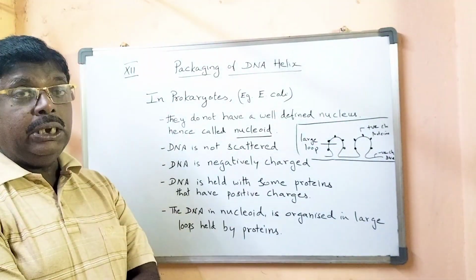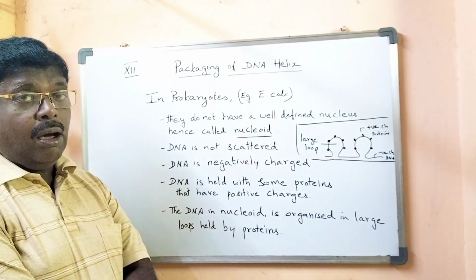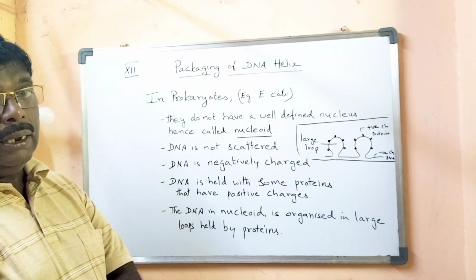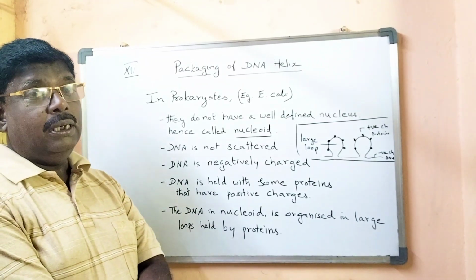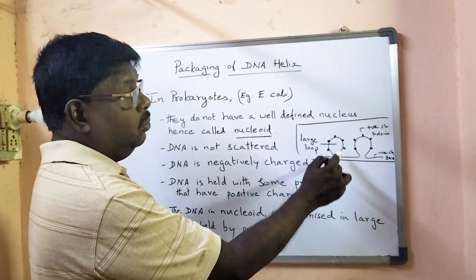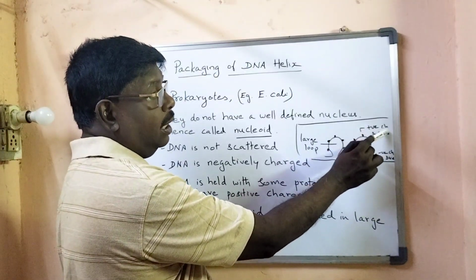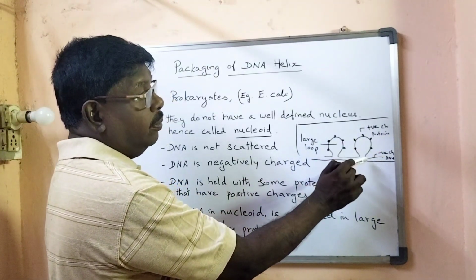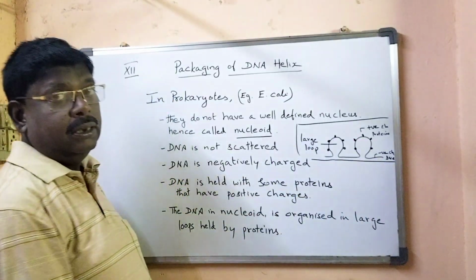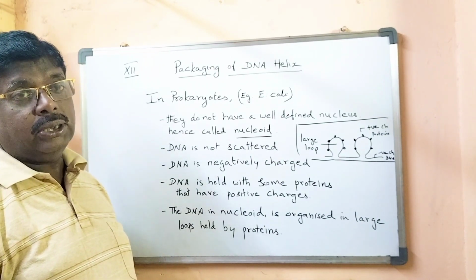The DNA in the nucleoid, that is in the primitive nucleus, is organized in large loops held by proteins. You can see a picture here. It's a large loop. These dots refer to positively charged proteins, and this is the negatively charged DNA. This is how the DNA is packaged in the nucleoid in prokaryotes.